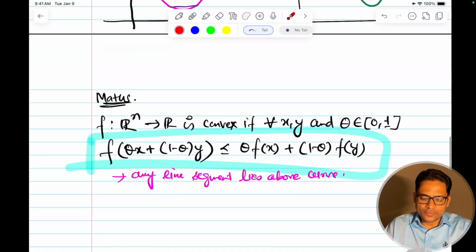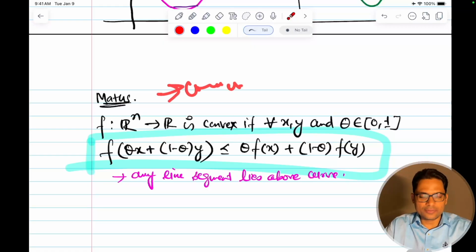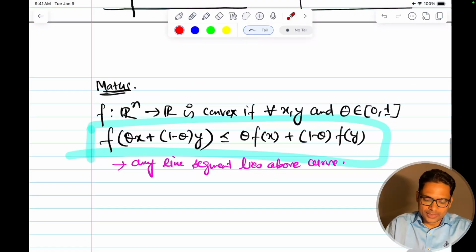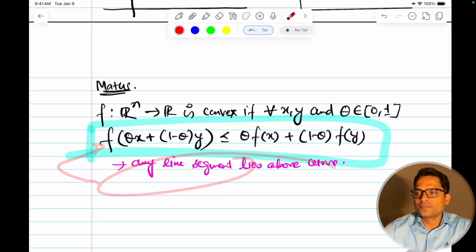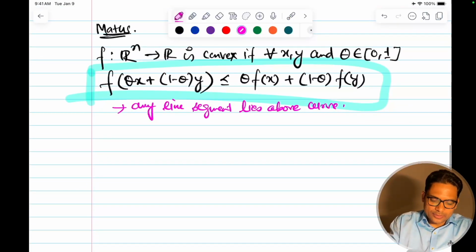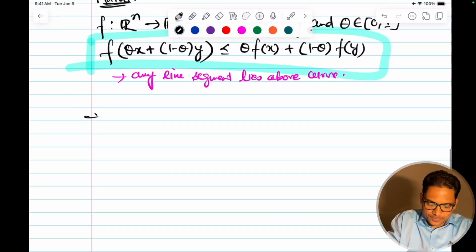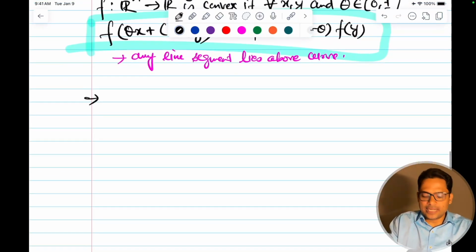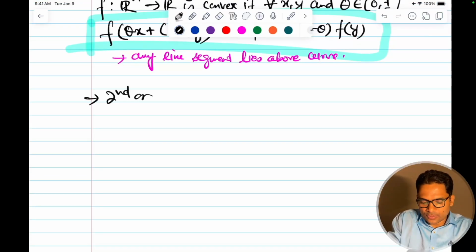And it is always described in terms of a convex set. I'll not go into the convex set definition, but this is the equation for it. Also, there's one more test. There is a second order derivative test. Second order derivative, that is what I am saying.